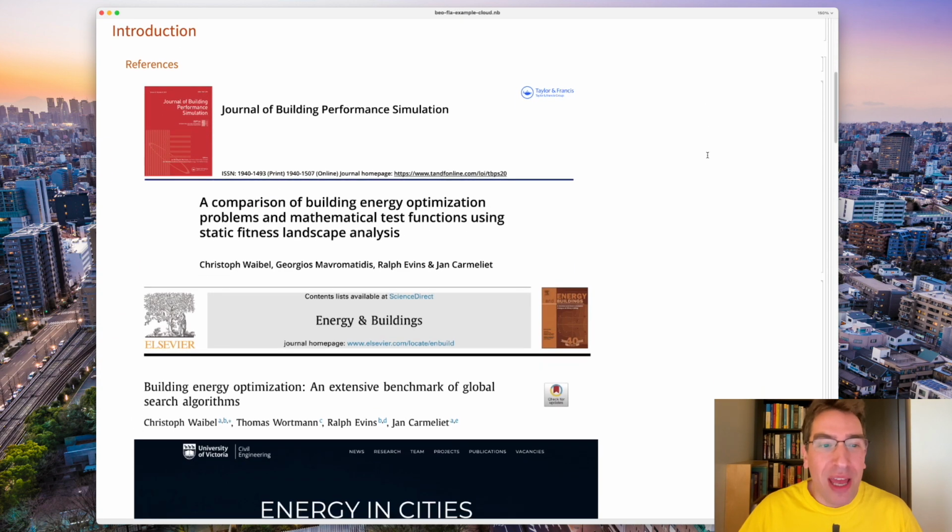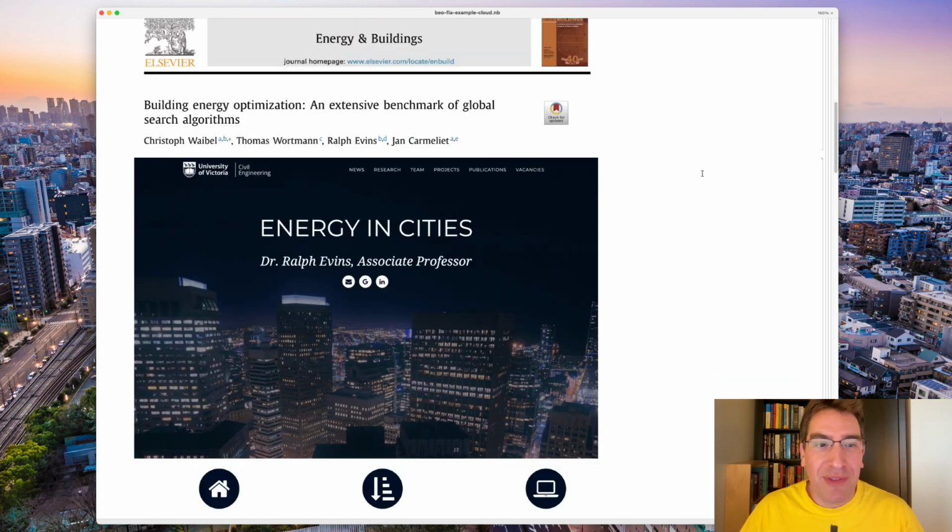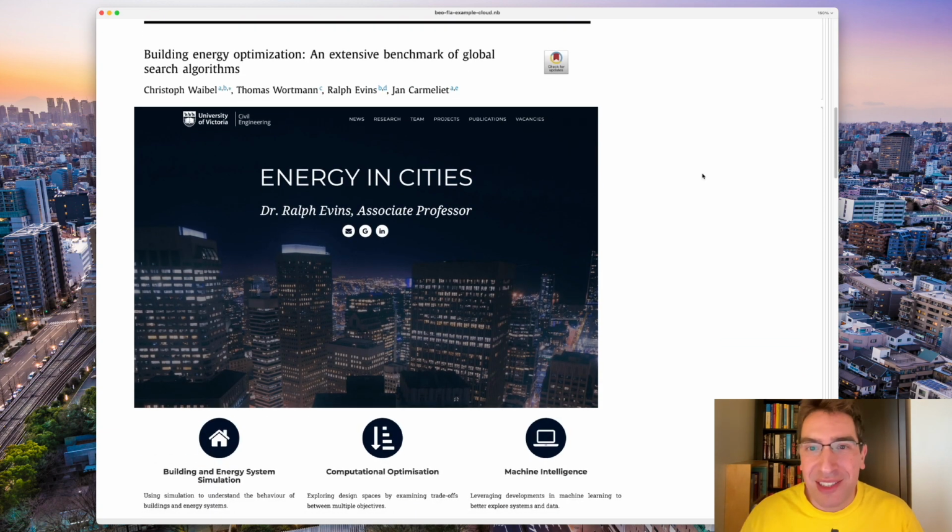I wanted to give credit to these two papers that some of the background of this presentation is from. My supervisor, Dr. Ralph Evans, contributed to both. I also wanted to give a shout out to my lab, the Energy in Cities group, which he leads, where we try to reduce the carbon footprint of cities through the three ways there at the bottom: building and energy system simulation, computational optimization, and machine intelligence.